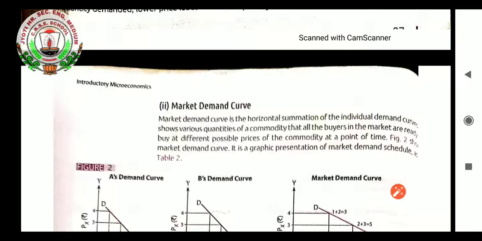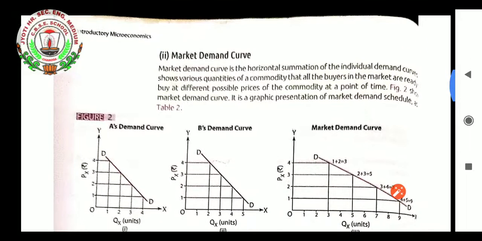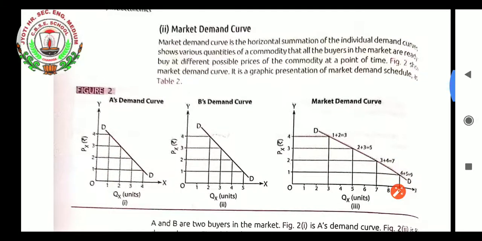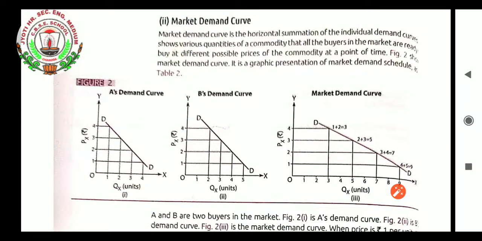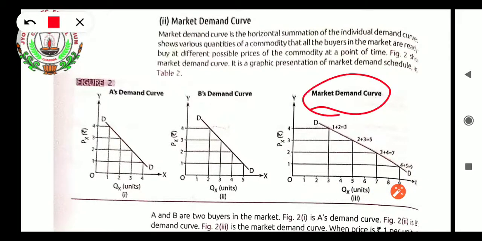Figure 2 shows the market demand curve. It is a graphic presentation of the market demand schedule, table 2. So in figure 2 you can see A's demand curve, B's demand curve and the market demand curve, separately. A's demand curve and B's demand curve are individual demand schedules, and this is the market demand schedule, where we are taking together the demand of A and B and creating the market demand schedule.